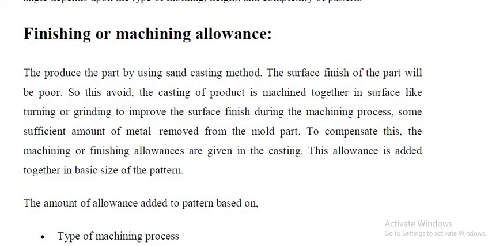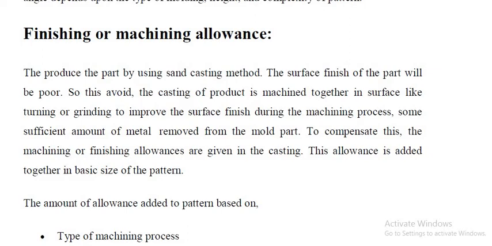Then finishing or machining allowance. So what is finishing or machining allowance? During casting, the surface produced may not have a proper finish, because of some dimensional deviation or improper finishing during the casting process. So to avoid this, the casting product is generally machined in processes like milling, turning and grinding to remove this improper surface. That means to improve the surface finish. So for this, the machining or finishing allowance is given.